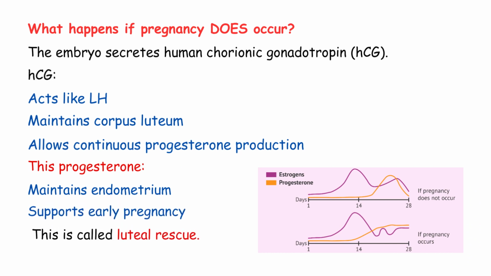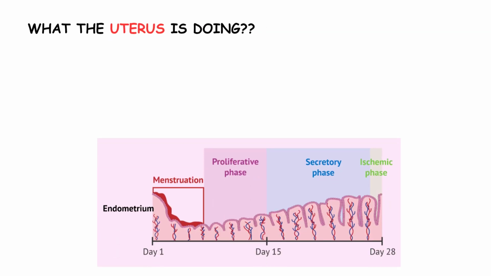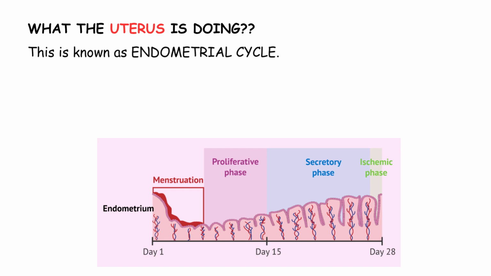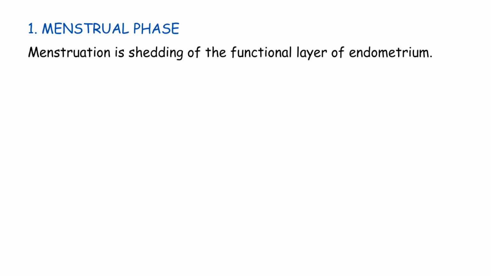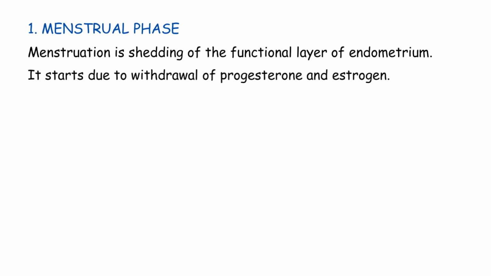Now let us shift focus from the ovary to the uterus, and what the uterus is doing. This is known as the endometrial cycle. The endometrium responds to ovarian hormones and shows 3 phases. 1. Menstrual phase. Menstruation is shedding of the functional layer of the endometrium. It starts due to withdrawal of progesterone and estrogen.